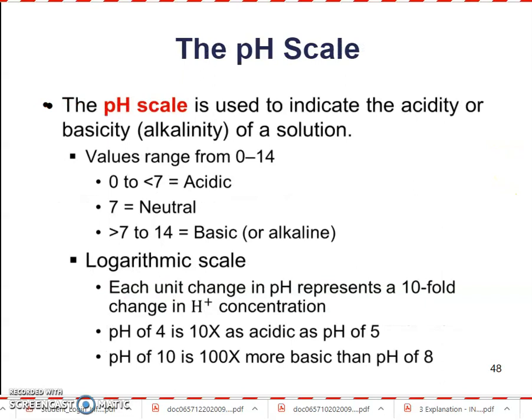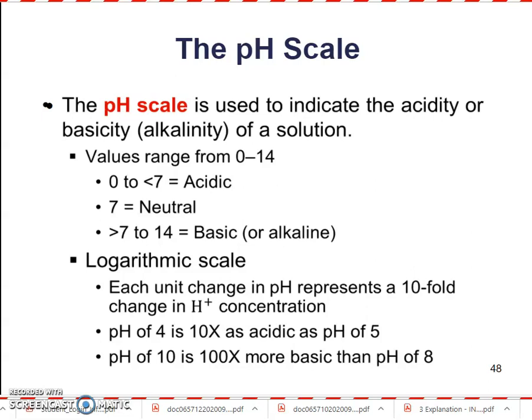The pH scale. The pH scale is used to indicate the acidity or basicity or alkalinity of a solution. Values range from 0 to 14. From 0 to 7, that is considered acidic. 7 is neutral, and 7 to 14 is basic or alkaline.